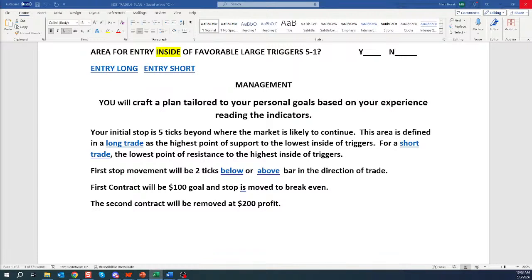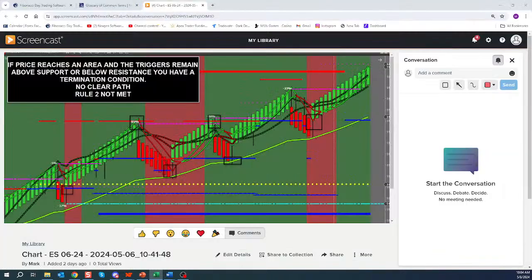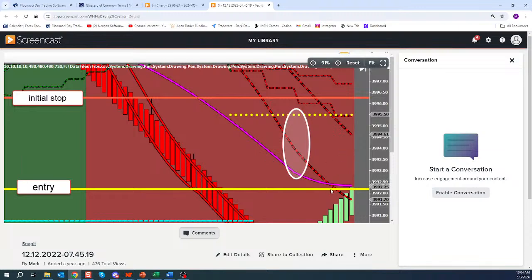Management really takes an ability to read your indicators. Management is going to be what fights you through sweaty palms and butterflies, right? And you're going to create a different management plan based on your ability to read the indicators. But in the beginning, if you allow management to be just as mechanical as entries, it takes a lot of the pressure off. So your management plan begins with recognizing where the market is most likely to continue.